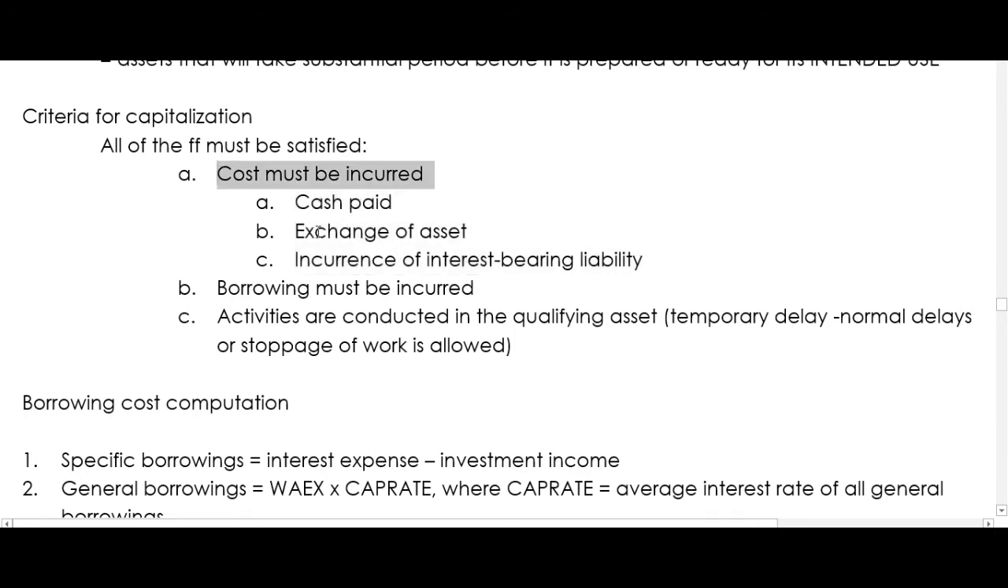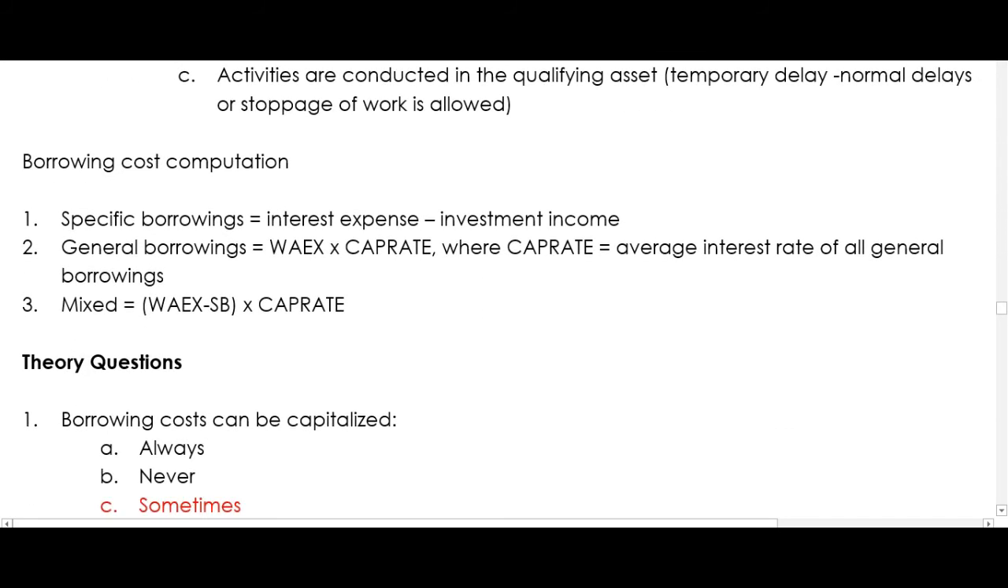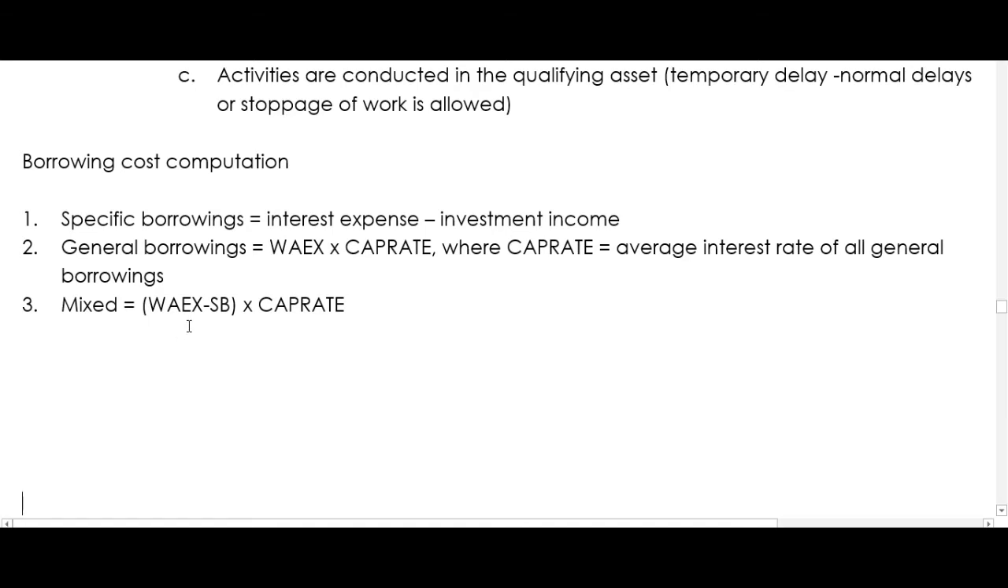Okay? So ito yung mga in-explain natin kanina, ito lang yung emphasis natin. Yung mga klase ng costs incurred. Okay? So we go to the borrowing cost computation. Yung basic lang, basta kapag specific, kunin mo lang interest expense, ibawas mo yung interest income. Kapag general borrowings, kunin mo yung weighted average expenditures, multiply mo yung capitalization rate, wherein the capitalization rate is computed as the average interest rate of all general borrowings. Pag sinabi nating average, this is supposed to be weighted, okay? Weighted average interest rate of all general borrowings.